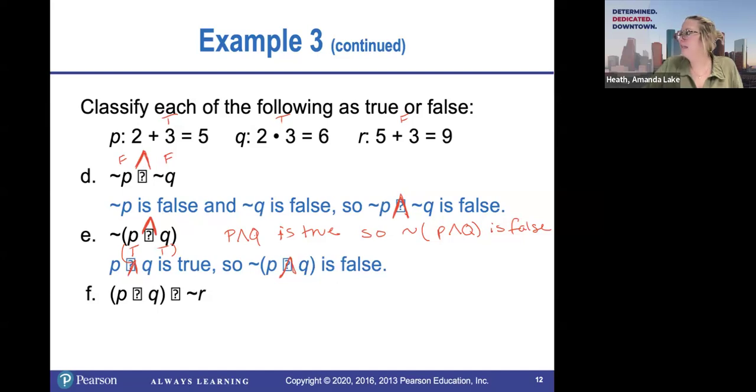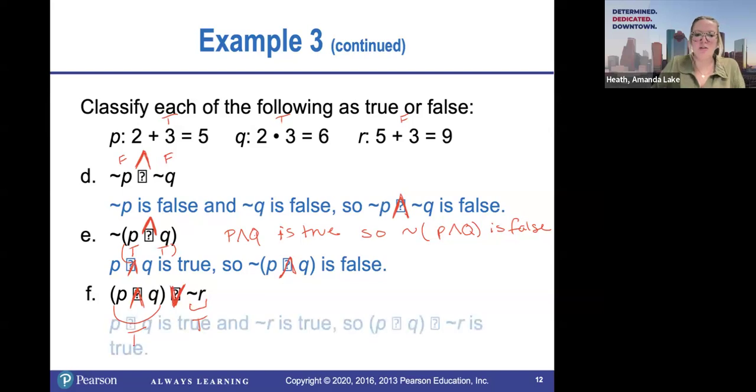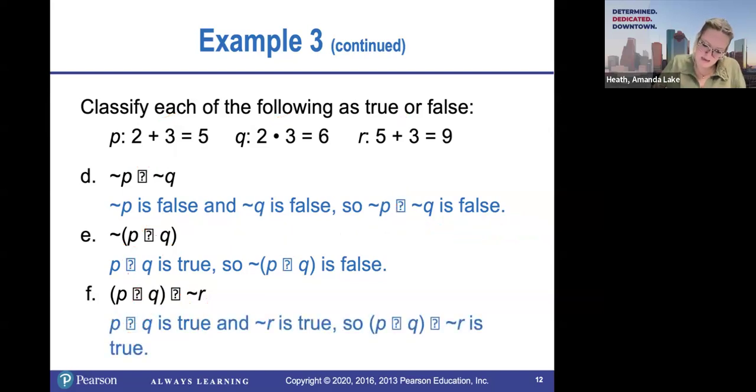All right, and then lastly, let's say P and Q or not R. Let's say that that's the statement here. So P and Q together is true, as we just said, because P and Q are both true. Not R is going to be true because R is false. So P and Q is true. Not R is true. So P and Q or not R is going to be true as well.